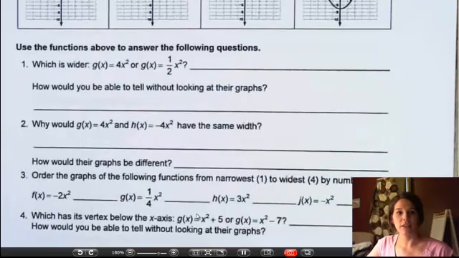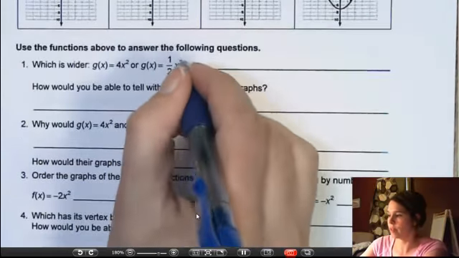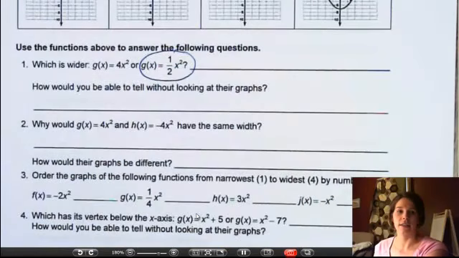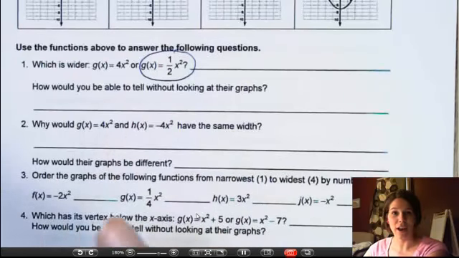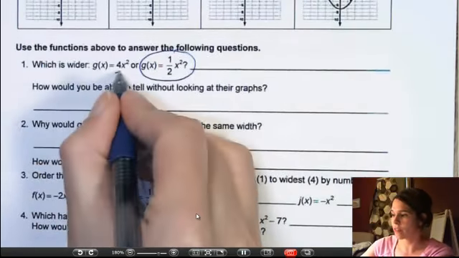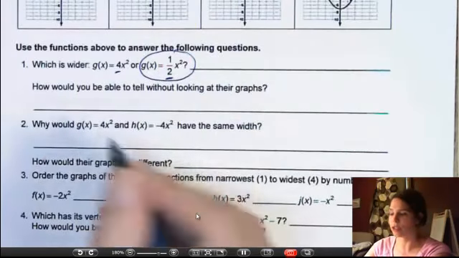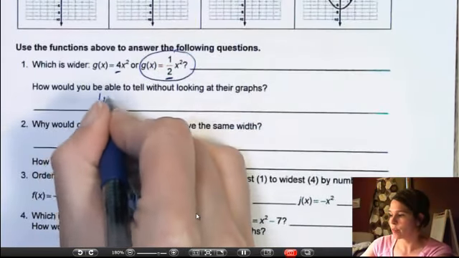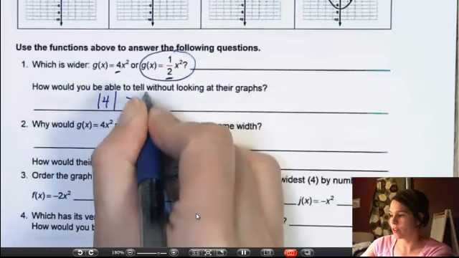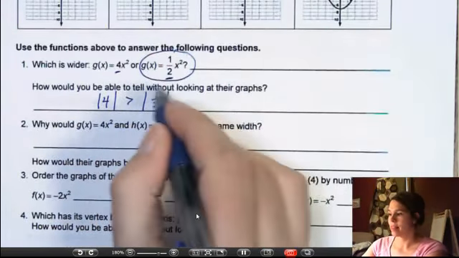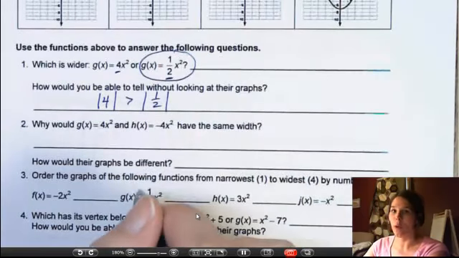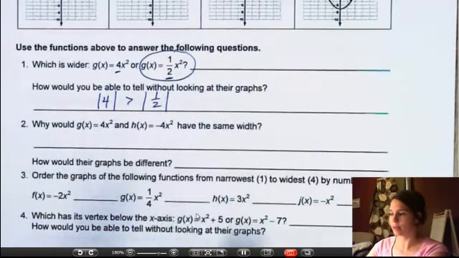Which is wider, g of x equals 4x squared or g of x equals 1/2 x squared? I say g of x equals 1/2 x squared is wider. Down below, how would you be able to tell without looking at their graphs? Well, I look at the coefficients of a out front and I compare their absolute values. So since the absolute value of 4 is greater than the absolute value of 1/2, then the smaller makes it wider. A little bit backwards thinking.